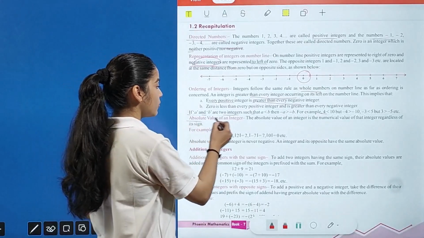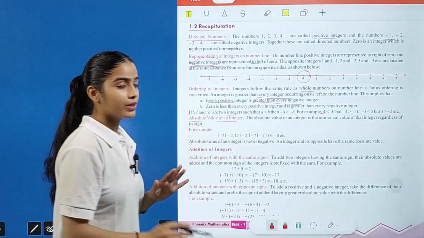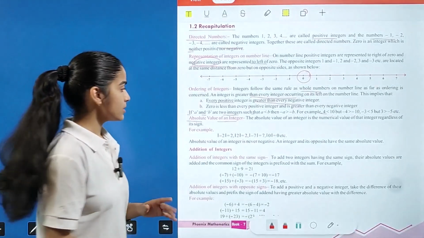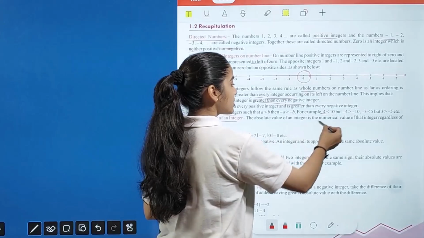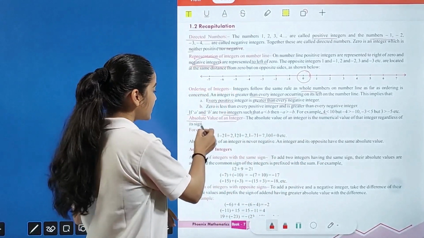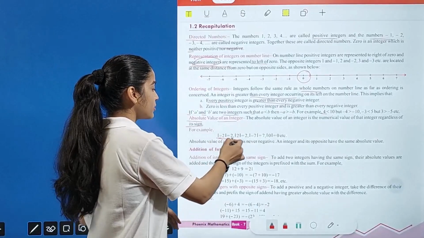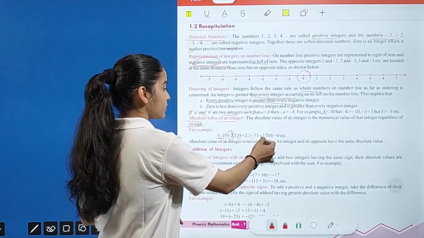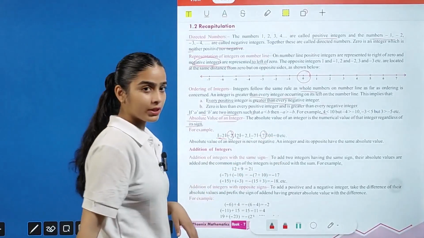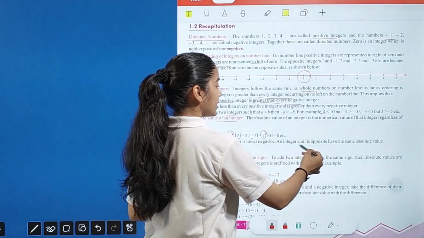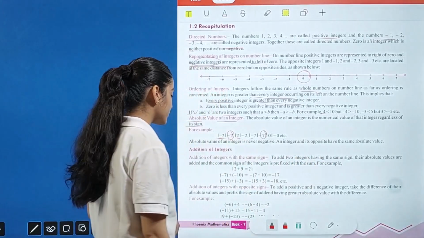Now absolute value of an integer. Absolute value means when we don't use any kind of sign with the numbers. The absolute value of an integer is the numerical value of that integer regardless of its sign. For -2 we have absolute value 2. For -7 we have absolute value 7. For 0 the absolute value is 0. So the absolute value of an integer is never negative. A number and its opposite have the same absolute value.